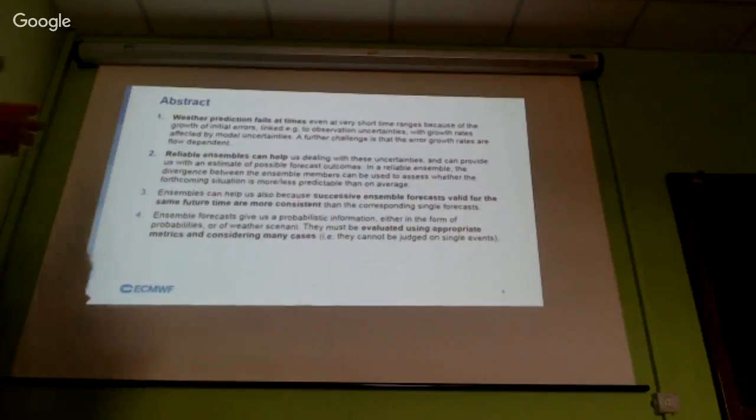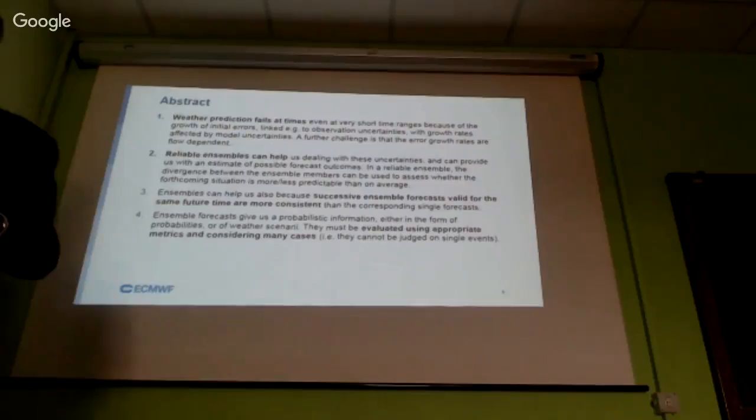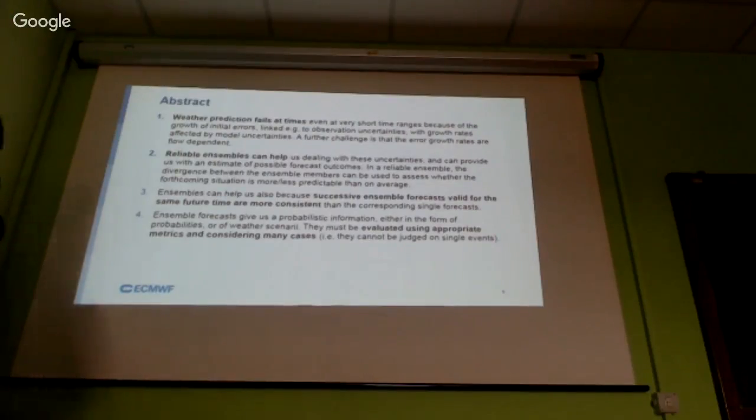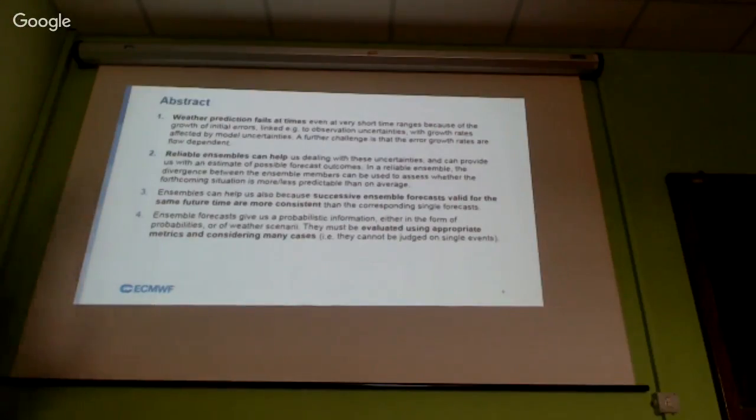So my plan is to go through 8 points and then show 2 examples of extreme weather prediction using ensemble. The first point that I want to make is that weather predictions fail at times. Clearly, we all know about that.